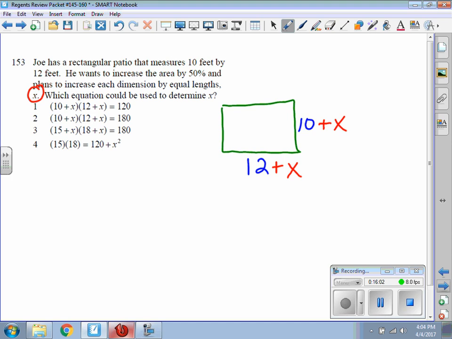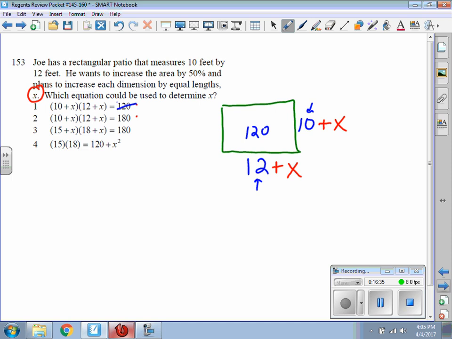So automatically I'm jumping on the answers because I see 10 plus x and 12 plus x in choices 1 and 2. But the difference is 120 and 180. Where do those numbers come from? Well, I'm going to go back to the original shape, which was 10 by 12. What's the area of a rectangle that's 10 by 12? We multiply length times width, 10 times 12 is 120. That's the original area of the deck.